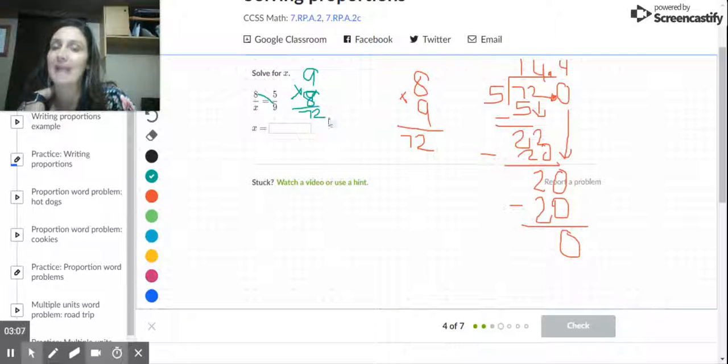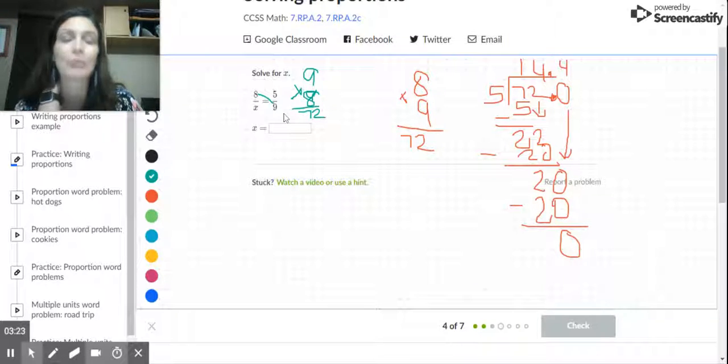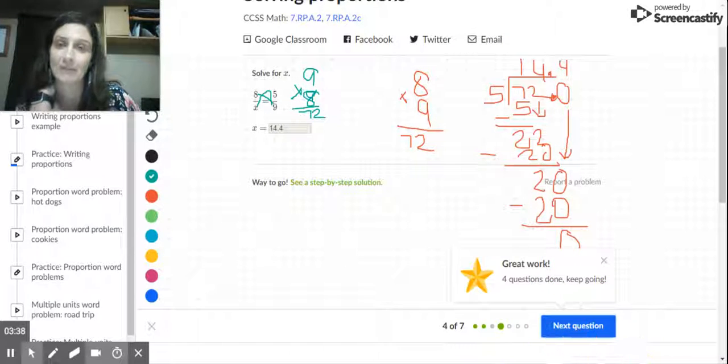What I want you to realize is it does not matter if you do that method where you find your variable and jump across and then multiply diagonally, or if you go to the lonely number and multiply diagonally, because you're multiplying the same numbers. That's what I want you to really understand about that. And then once you get 72, you're going to divide by the only other number, which is 5. When you do that, you're still going to get the 14.4. So let's check our answer right here. 14.4. And so we have that right.